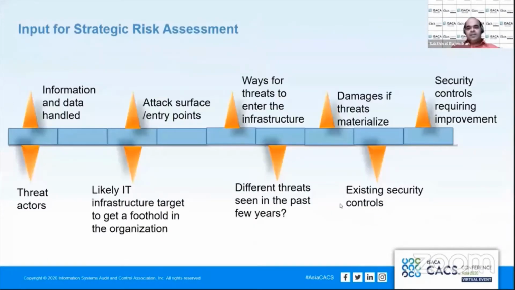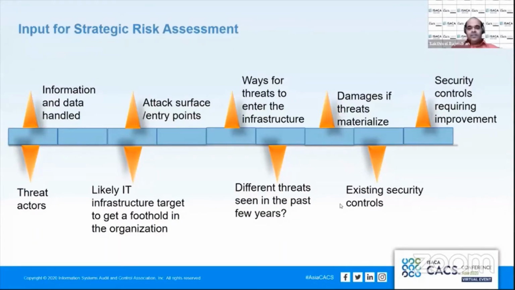Apart from the business objectives, other factors we need to take into consideration as part of our strategic approach to risk management is primarily the information and data handled by the organization's IT systems. Who are the threat actors that are interested in accessing that information and data from the IT systems? Then how likely are the threats to enter the organization's infrastructure? And what are the different kinds of threats we have seen in the past based on the incident data available within the organization?